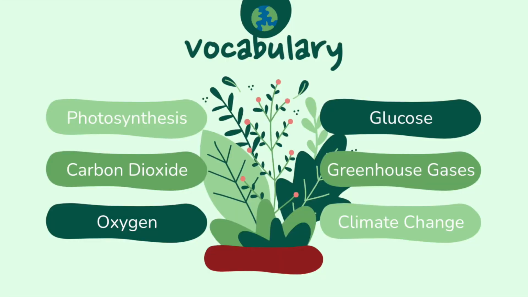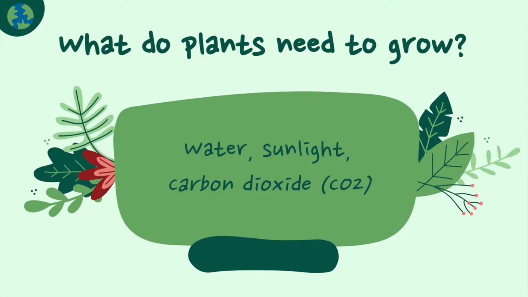Our vocabulary for today includes the following: photosynthesis, carbon dioxide, oxygen, glucose, greenhouse gases, and climate change. First, we have to decide what plants need to grow. Though plants often have varying needs, almost every plant needs water, sunlight, and carbon dioxide in order to grow.